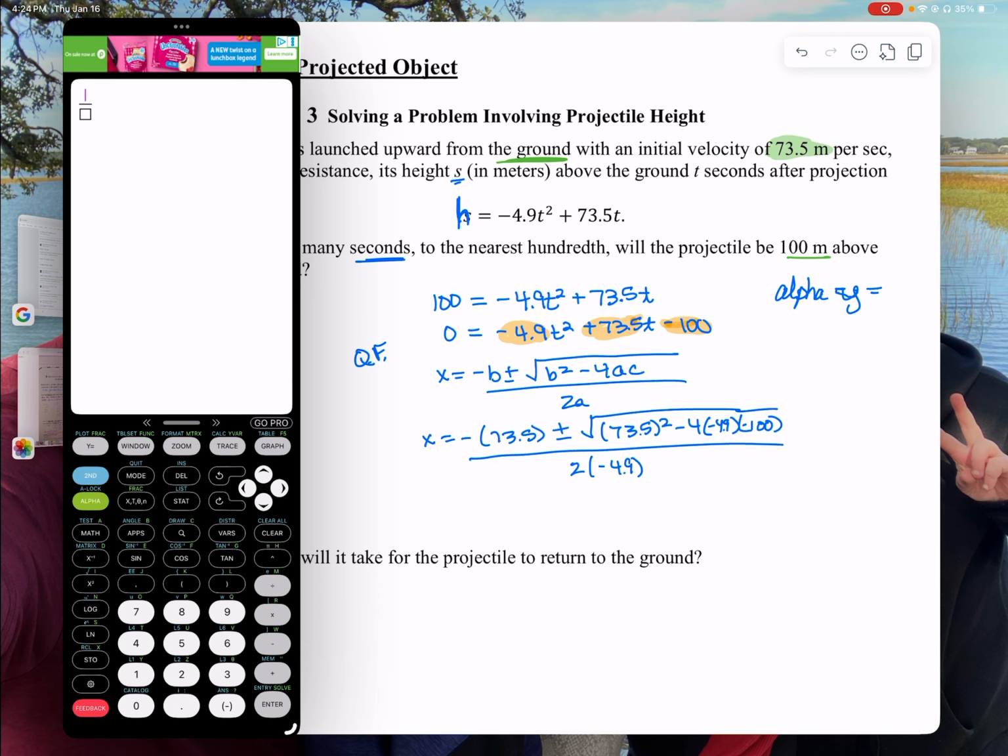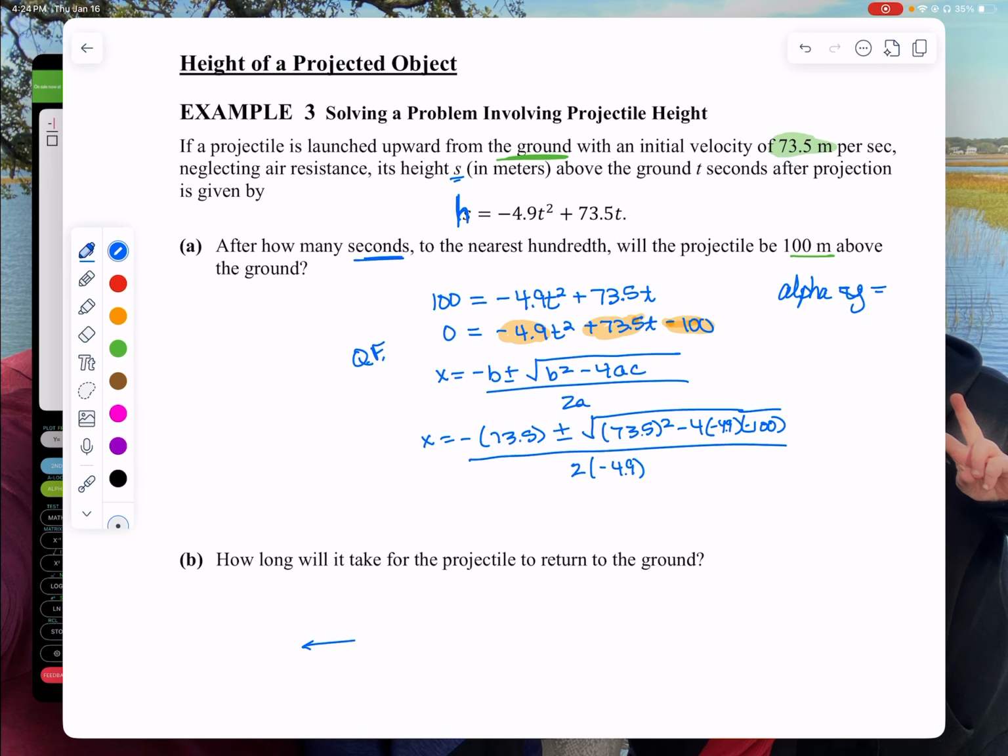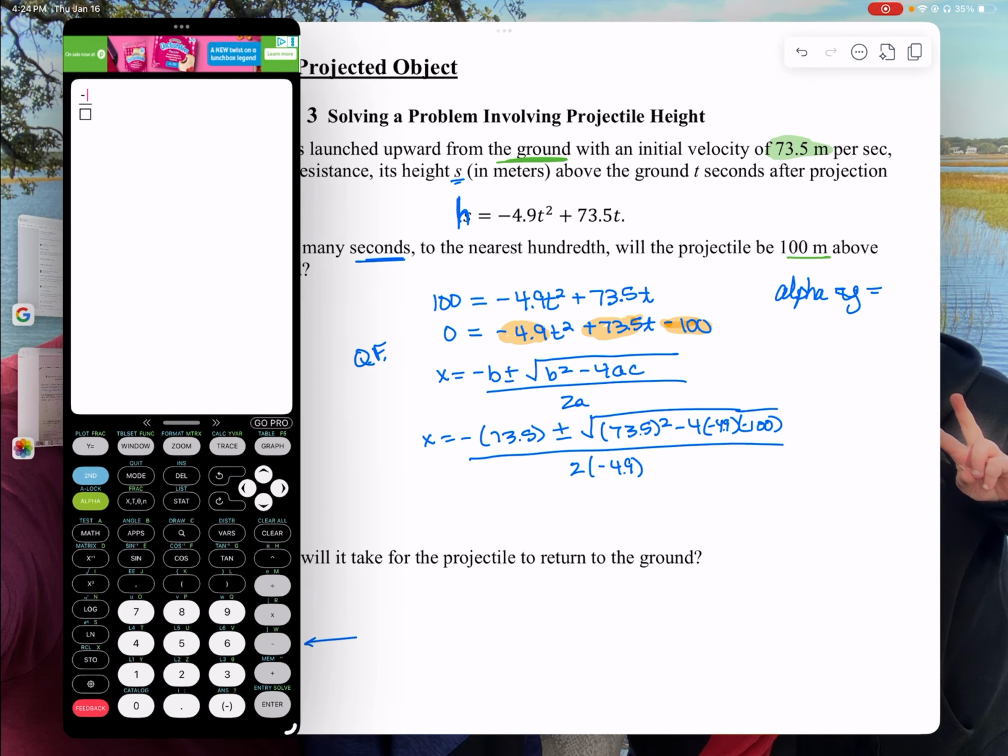So I'm going to put a negative. Notice I didn't put a minus. If you use the minus sign, that one right there, it's going to mess it up, okay? So just like it did that. So we don't want to mess it up. So we use the little negative sign down there next to enter. And I'm going to put 73.5. I'm going to put plus this time.